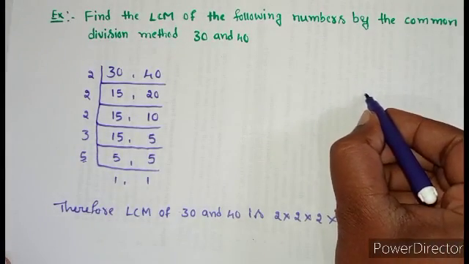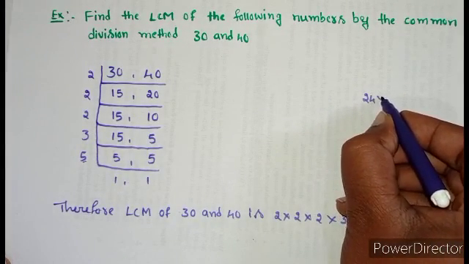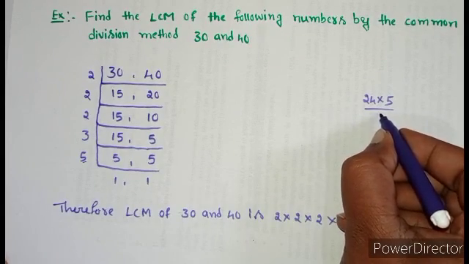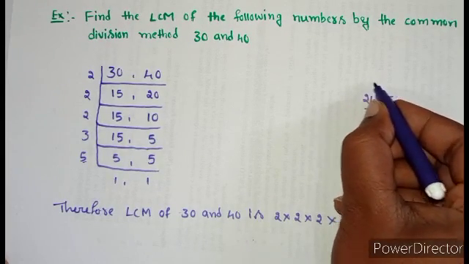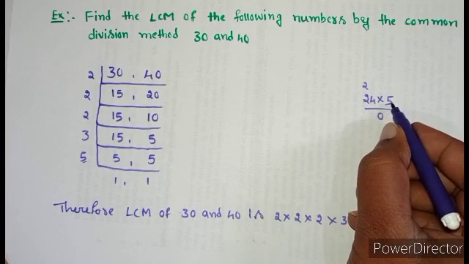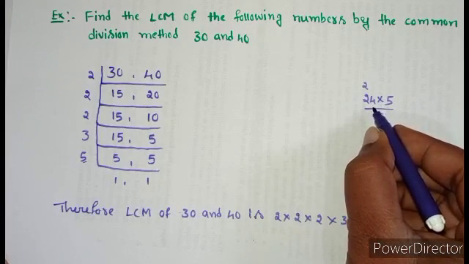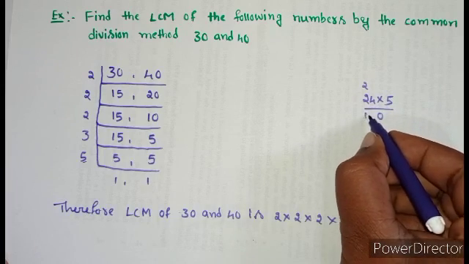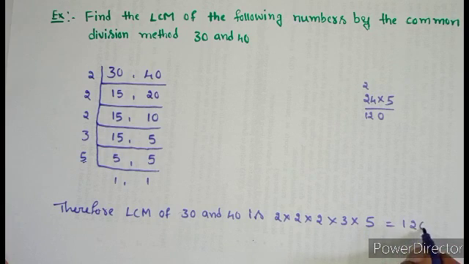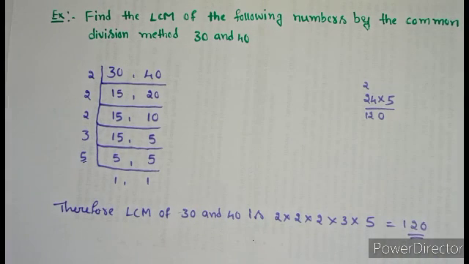All of you see here, 24 into 5. 5 4s are 20. Write 0 here. Again take 2 carry, and 5 2s are 10, right? 10 plus 2 is 12. Okay, 120, right here. So we got LCM of 30 and 40 is 120.